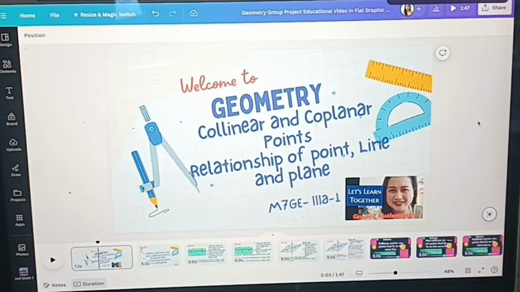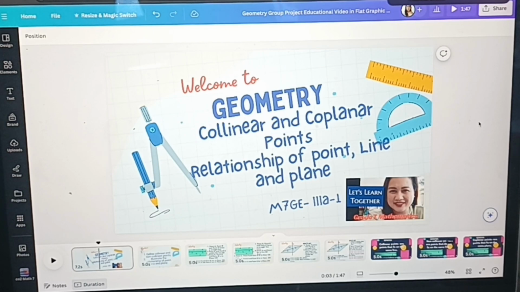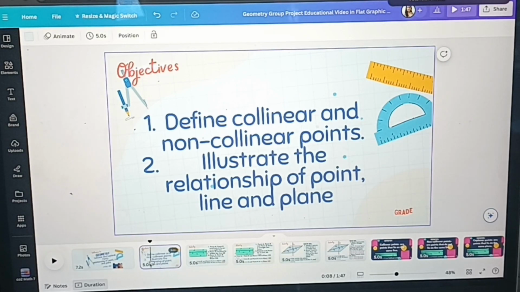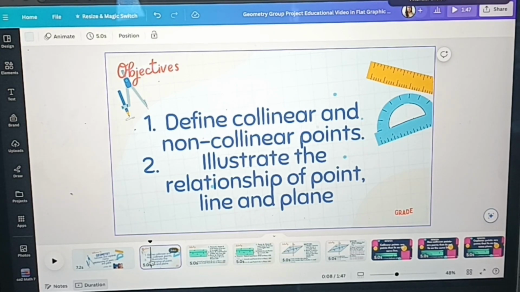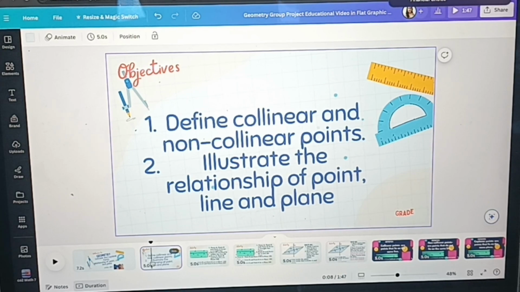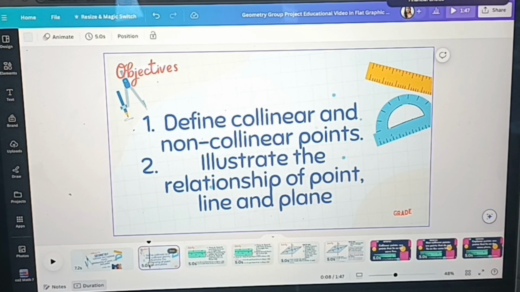Now, in our second topic of geometry that talks about collinear and coplanar points, together with the relationship of your point, line, and plane. Before we discuss more about this topic, we will first discuss the objectives for today's lesson. First, you need to define collinear and non-collinear points. Second, you need to illustrate the relationship of your point, line, and plane.